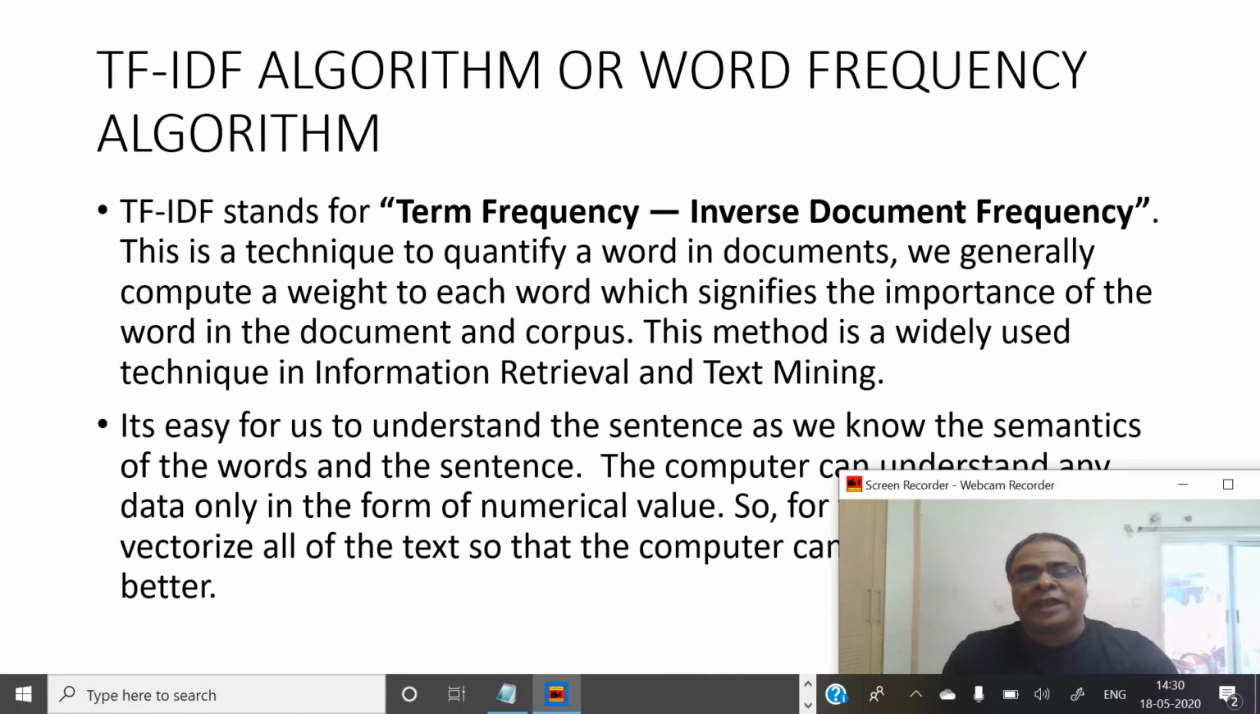Then what is this TF-IDF algorithm? We call it the word frequency algorithm as well. TF-IDF stands for term frequency inverse document frequency. This is a technique to quantify a word in documents. We generally compute a weight for each word, which signifies the importance of the word in the document and corpus. It is a widely used technique in information retrieval and text mining.